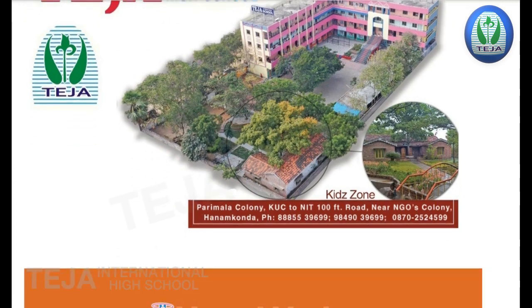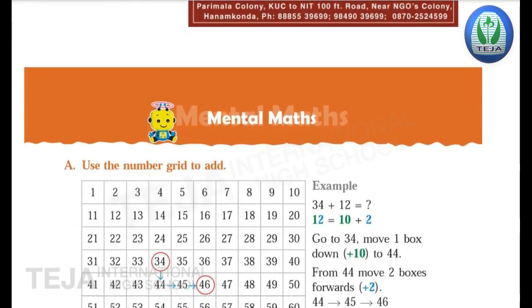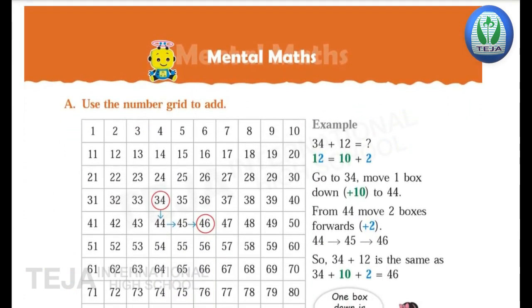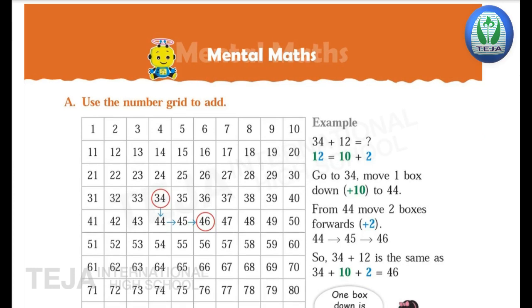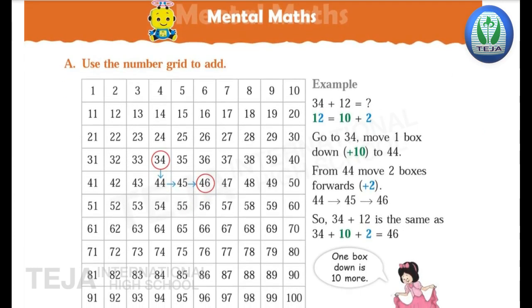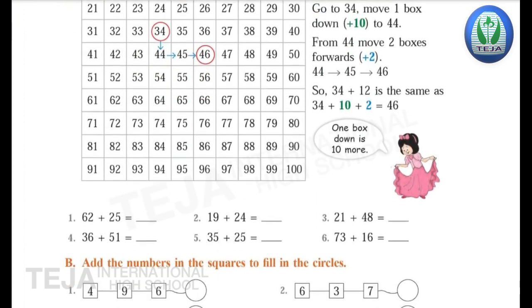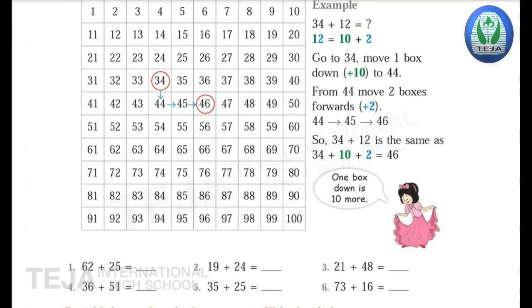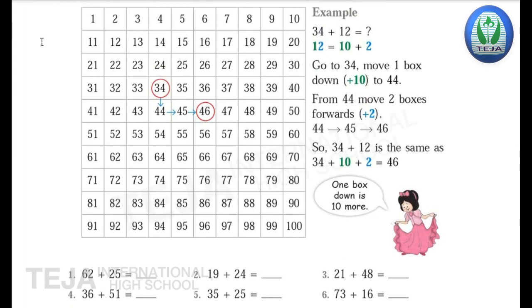Today we are going to discuss mental math, and in this also we are going to learn two-digit additions. In mental math, the first part A: use the number grid to add. With the help of these numbers 1 to 100, we will add the numbers. Here the questions are given. Now we'll add the numbers by using this table of numbers 1 to 100.